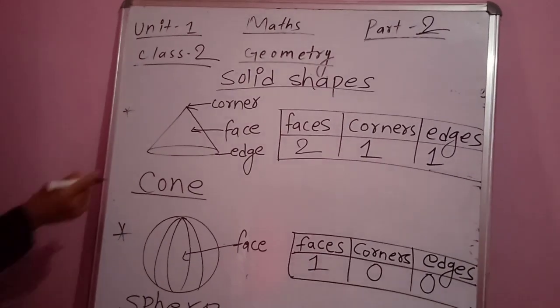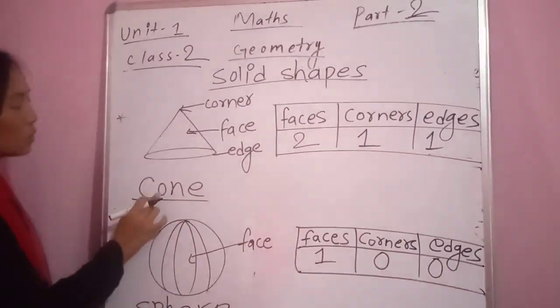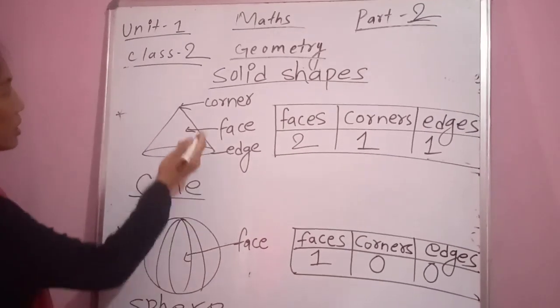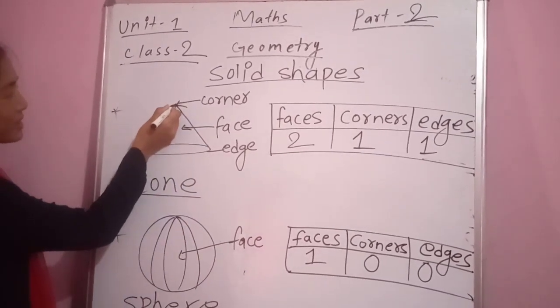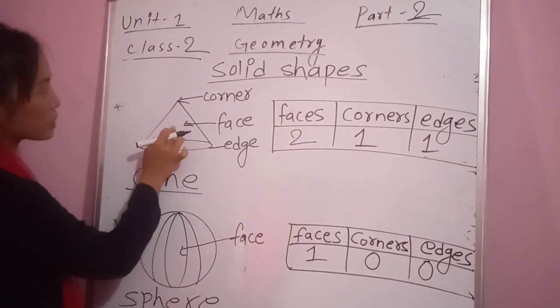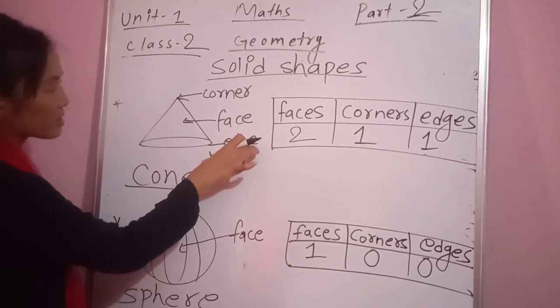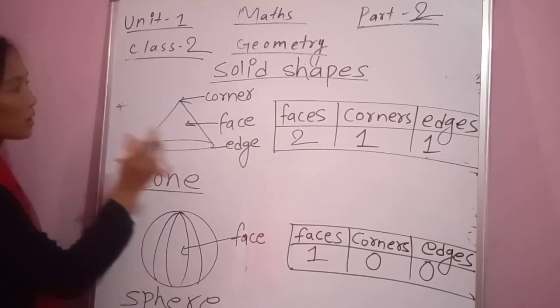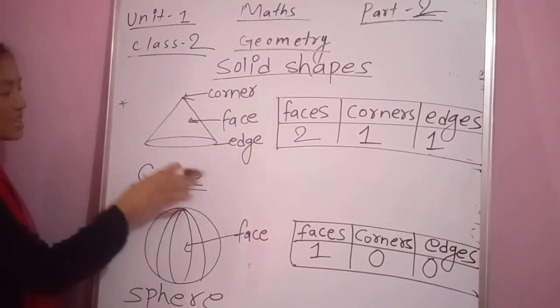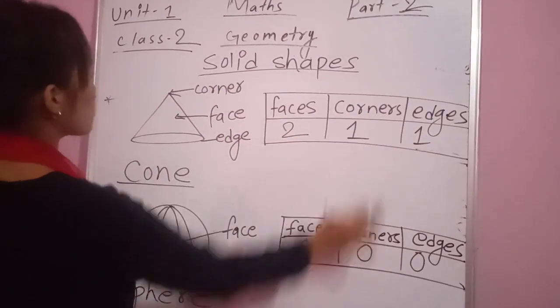Now this is our 4th solid shape, which is called the cone, C-O-N-E, cone. So this tip of the cone is called the corner, and this part of the cone is called the face, and this part is called the edge. So how many faces, corners or edges does this cone have? Altogether it has 2 faces, 1 corner and 1 edge.